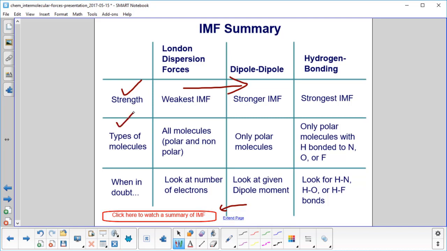Next, what types of molecules do these forces apply to? London dispersion forces, all molecules. Dipole-dipole, only polar. Hydrogen bonding, only polar when hydrogen is bonded to nitrogen, oxygen, or fluorine. Then when in doubt, look at the number of electrons. The more electrons, the greater the chance it's London dispersion forces. Given dipole moment, the bigger the dipole moment, the more likely it's a dipole-dipole interaction. And hydrogen bonding, well, you look for the bonds. Hydrogen to nitrogen, or hydrogen to oxygen, or hydrogen to fluorine.